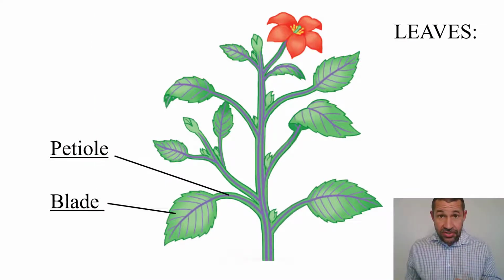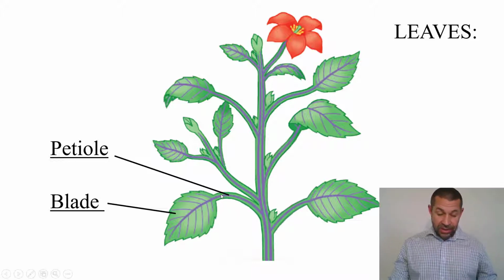Okay, so the photosynthetic surface of a leaf is here. We call it the blade. And then the stem that elongates and orients that blade is called the petiole.